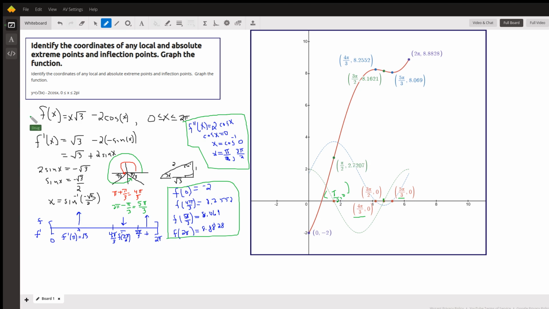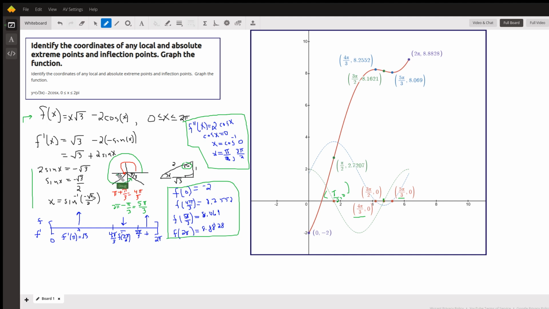Here's f of x. To apply the first derivative test to determine relative maximums and minimums, the derivative of this term is radical 3. The derivative of this term is plus 2 sine of x. When does that equal 0? When x equals any angle that has a sine of negative radical 3 over 2. An angle that has a sine of negative radical 3 over 2 is 60 degrees, or pi over 3 radians, and sine is negative in the third and fourth quadrants.